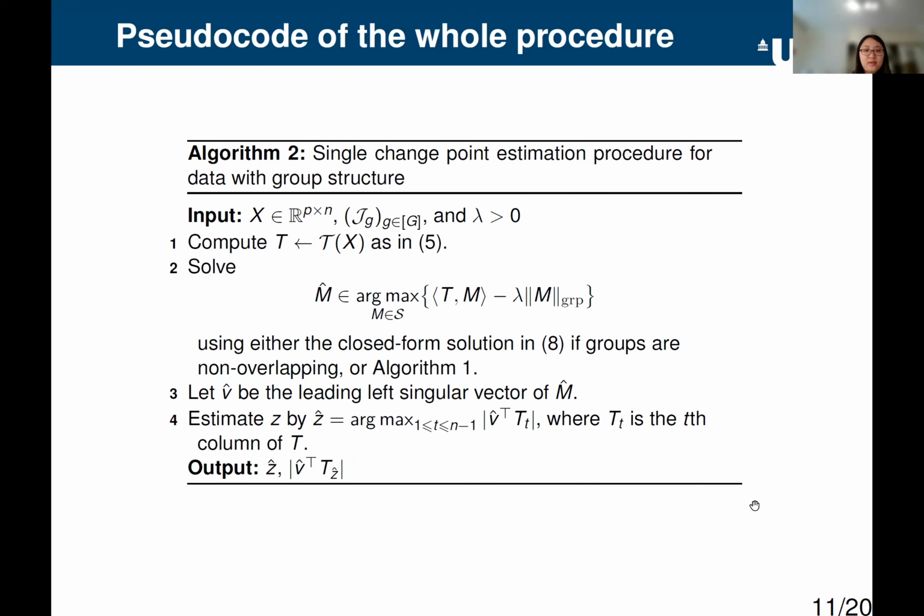Then here is the whole procedure for single change point estimation. So we input the data matrix X, the grouping information G, and a tuning parameter lambda. We first calculate the Q-sum transformation of the data X, and then we solve this optimization problem using either the closed form solution if the groups are not overlapped, or the Frank-Wolfe algorithm. And then we extract V hat from the optimizer M hat. And then we locate the change point by finding the maximum Q-sum statistic of the projected series. So this is the whole algorithm for single change point estimation.